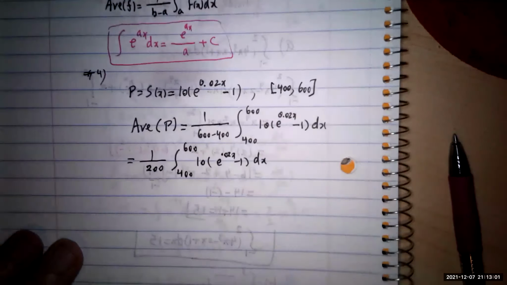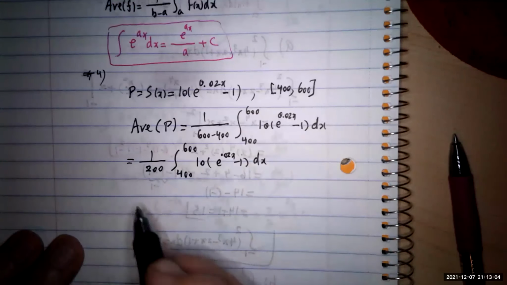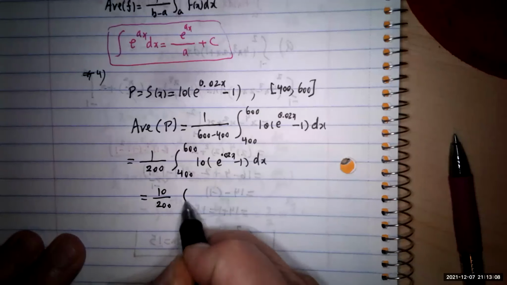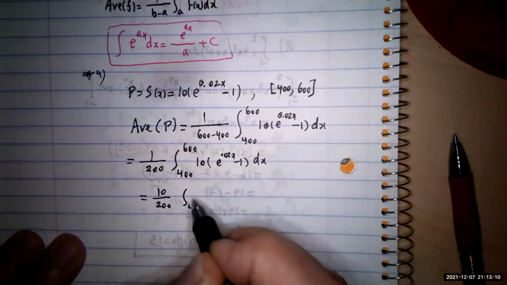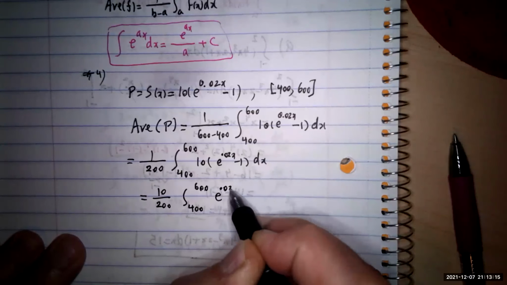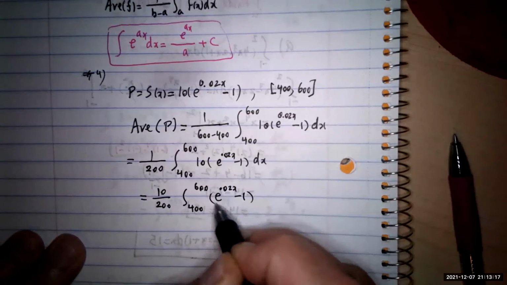So what we're going to do, you can pull this 10 out. So that gives you 10 over 200. Then you can simplify it. So that gives you the integral from 400 to 600 of e to the 0.02x minus 1 dx. Any question?